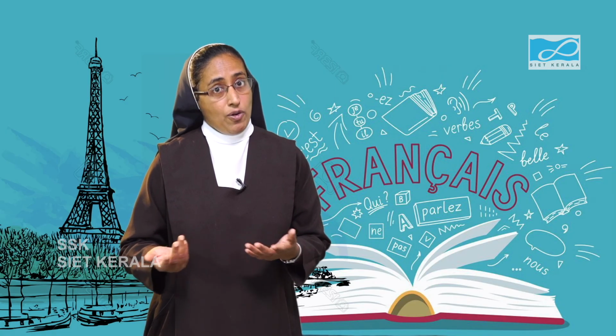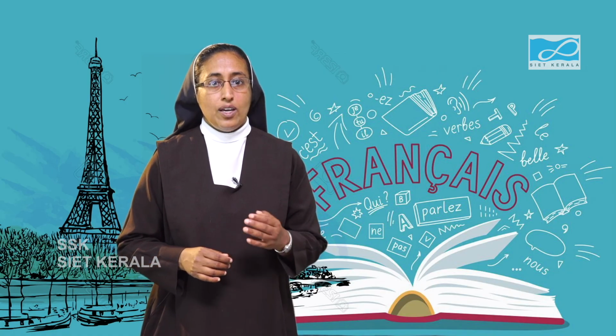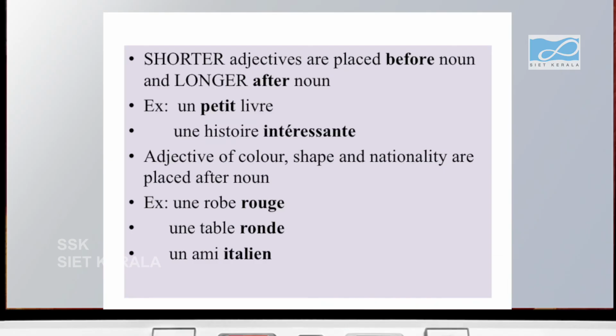In English you say a red pen, a black pencil. If you think in English, you may go wrong. It is written before in English, but in French, if you are using an adjective which refers to the color, the shape or nationality, it is always written after the noun. So you get une robe rouge, a red dress. Une table ronde, a round table. Un ami italien, referring to the nationality, an Italian friend.